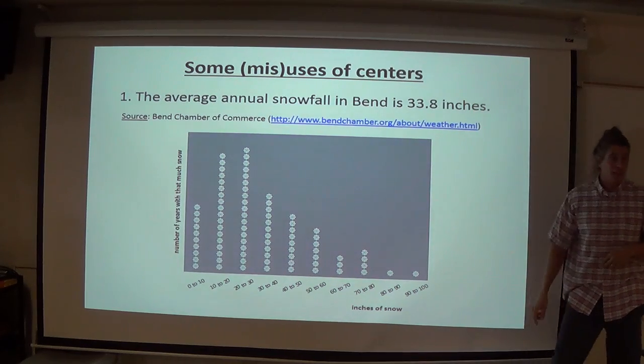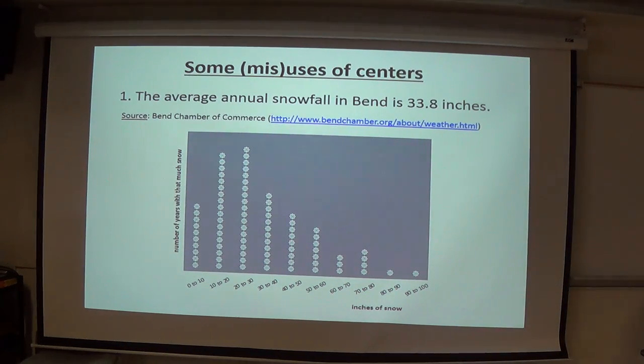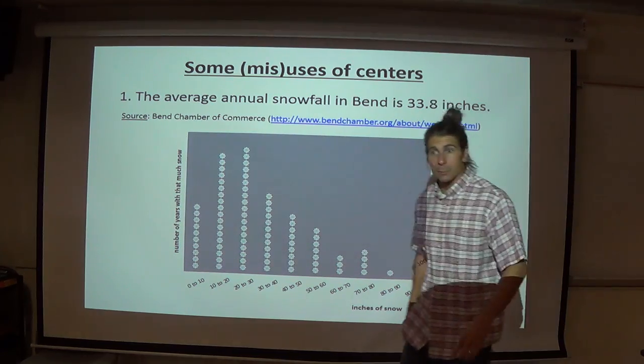Bend Chamber of Commerce, average annual snowfall in Bend, 33.8 inches. Okay, there we go. So I said, you know what, I'm gonna check that. Because I'm me. I mean, I can't let it go. And I've got data sheets for you guys for next time where you will also check it. There's 100 years worth of snowfall data in Bend, some of which collected by me, some of which collected by the guy before me, who has disappeared. I don't know where he is.